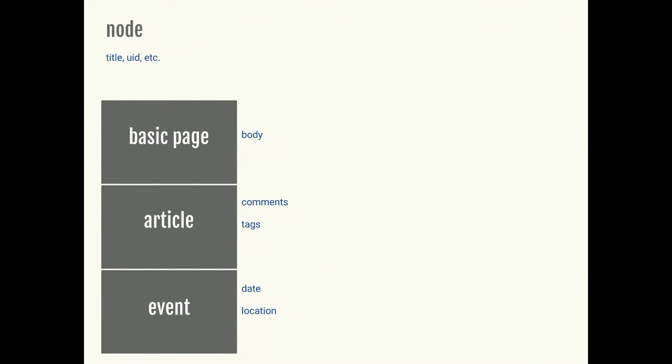Similarly, we have nodes. We could say the analogy was with animals. And then we have these categories. Basic pages and articles are the ones we have by default in a Drupal install. And events could be one that we've created. So all nodes will share some properties, some fields, like title, the user ID, the author, and then we'll define some properties, some fields per each content type.